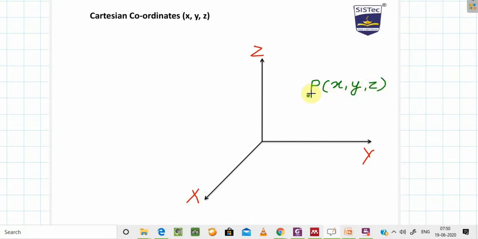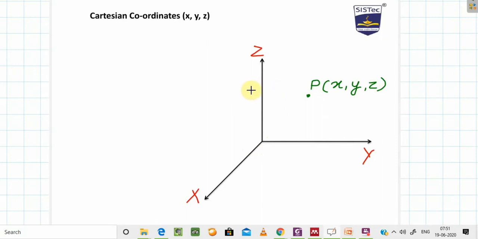Okay, so x is what? X is the point located on the x-axis, y again represented through the y-axis, and z is the distance of the point from the z-axis. So these are the perpendicular distances from the respective x, y, and z-axis.